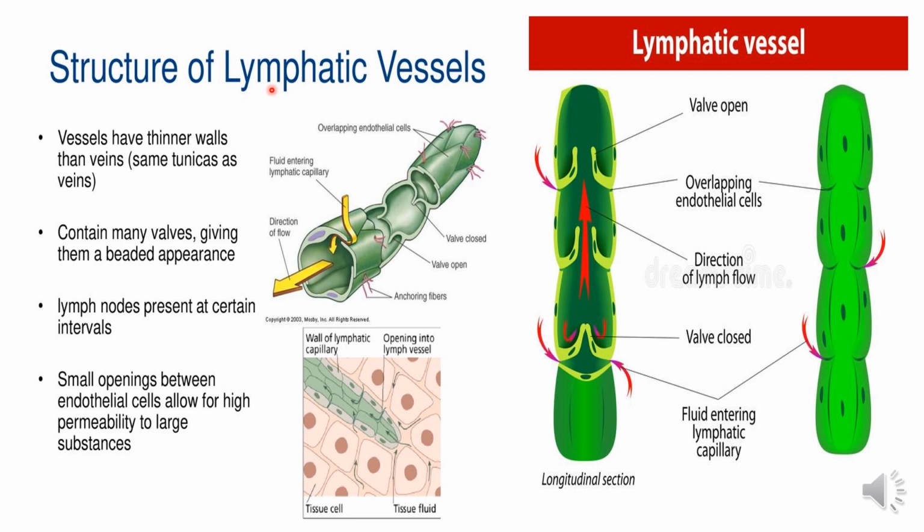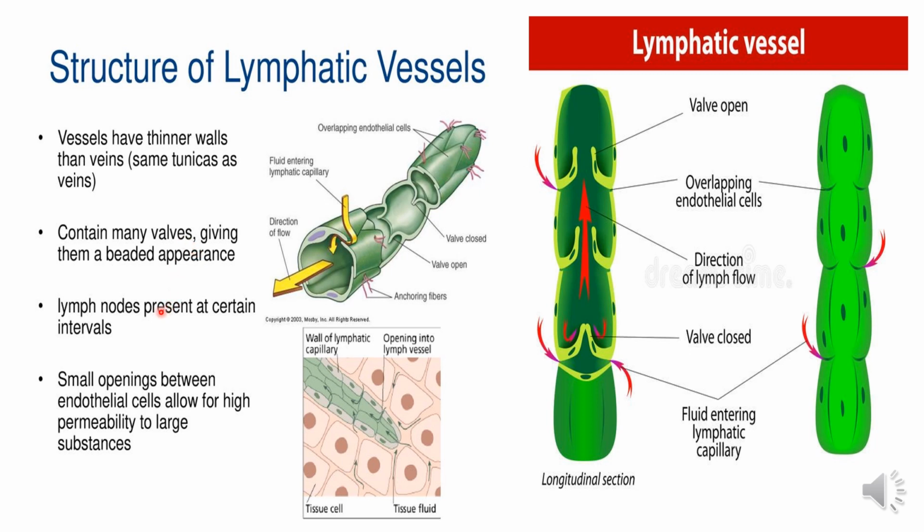Coming to the structure of lymphatic vessels. Earlier we have seen in detail the structure of veins and arteries. The lymphatic vessels are similar in structure to veins, with the same tunicas, but thinner walls. They contain many valves. Because of the presence of valves, they have a beaded appearance. You can see here, one bead, two beads, three beads, like that.